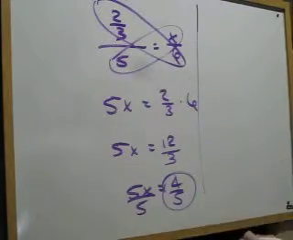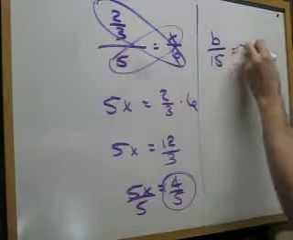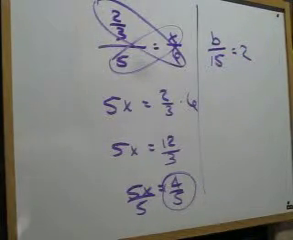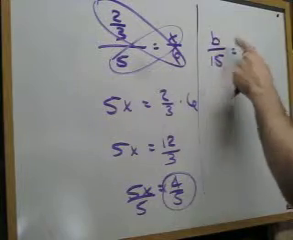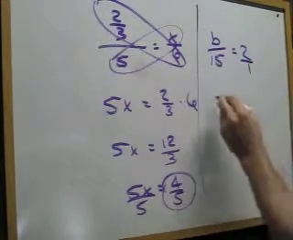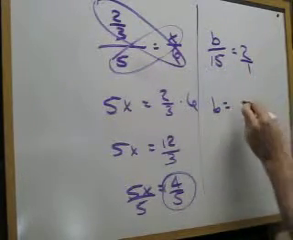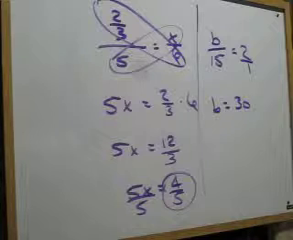Let's do example 7 here. b over 15 equals 2. Well, I don't have a number to multiply my b times. Well, 2 is actually 2 over 1. So now I've got 1 times b equals 15 times 2, and my b is 30.